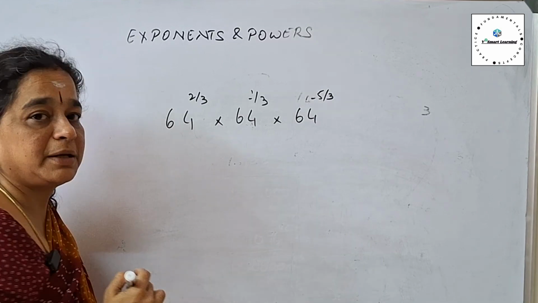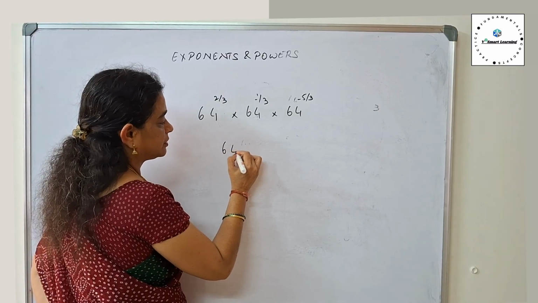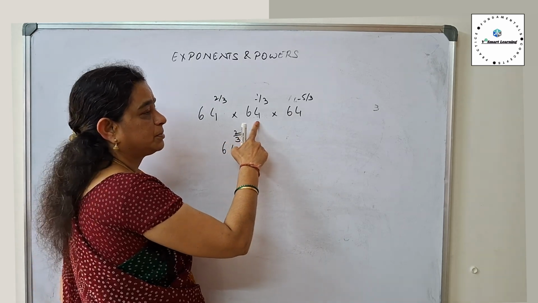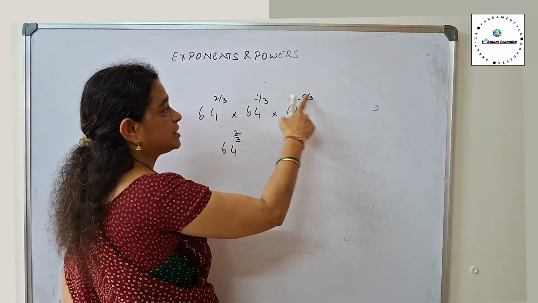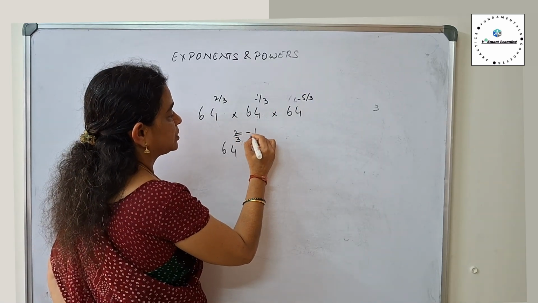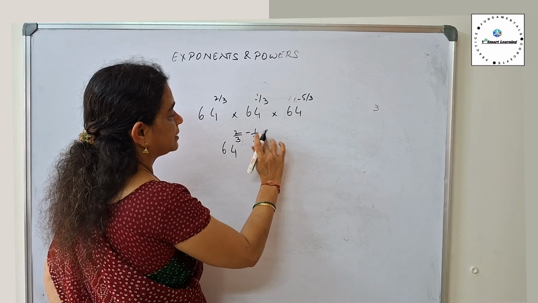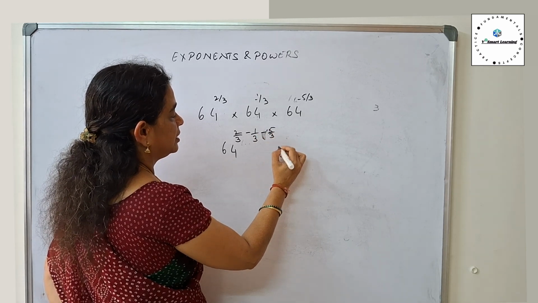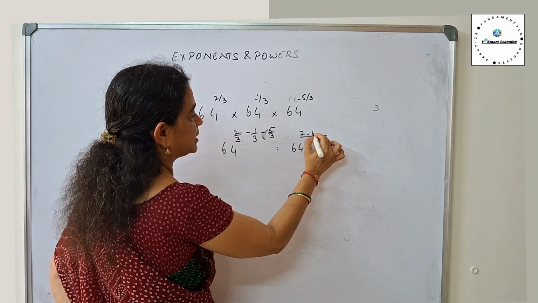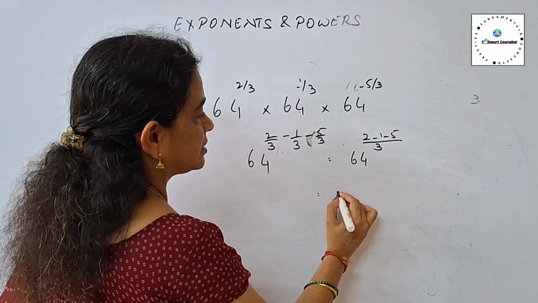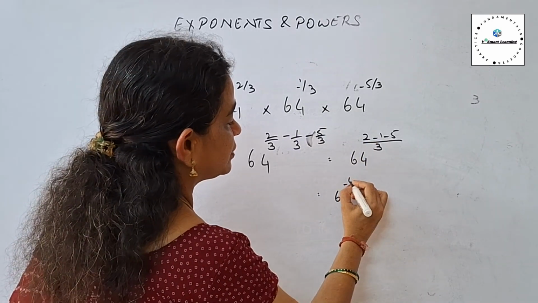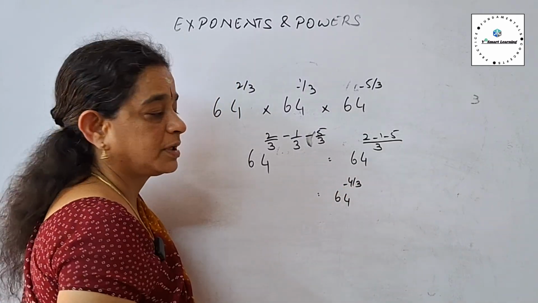So first I will apply my first law, that is a to the power of m into a to the power of n into whatever, you just add all the exponents, however many bases are same. So this is 64 to the power of 2 minus 1 minus 5 by 3, that is 64 to the power of 2 minus 6, which is minus 4 by 3, correct?